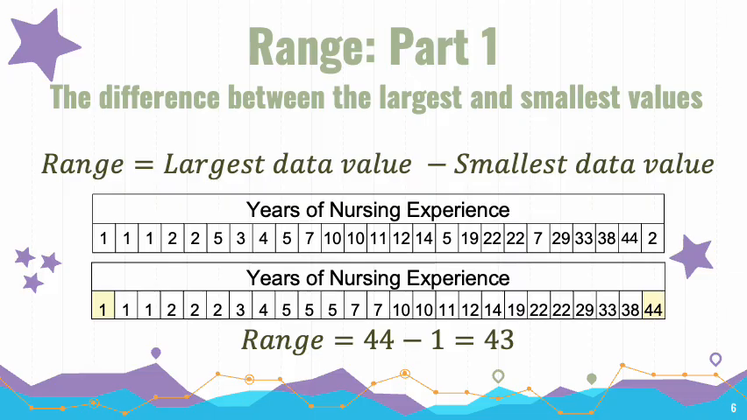You first need to sort your data set from smallest to largest numbers, and you can see in our example I have done that for years of nursing experience. You then identify the largest data value, which for our data set is 44, and subtract from that the smallest data value, which in our data set is 1, meaning that our range is 44 minus 1, or 43 years.